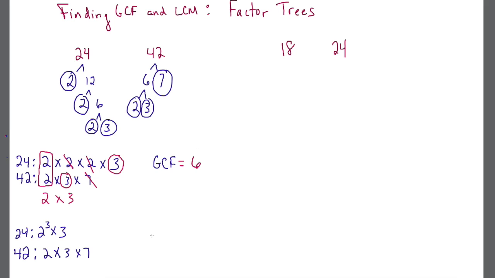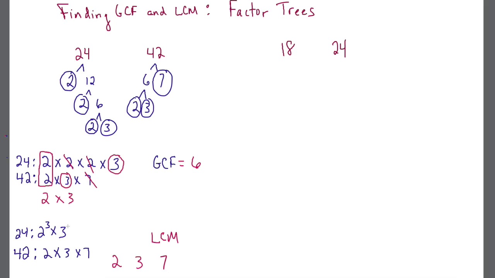For the LCM, maybe a little more confusing, but if you look here, in the prime factorization of each one of them, I use 3 different numbers. I use a 2, a 3, and a 7. All right? So I'm going to write these numbers down here. So 2, a 3, and a 7.